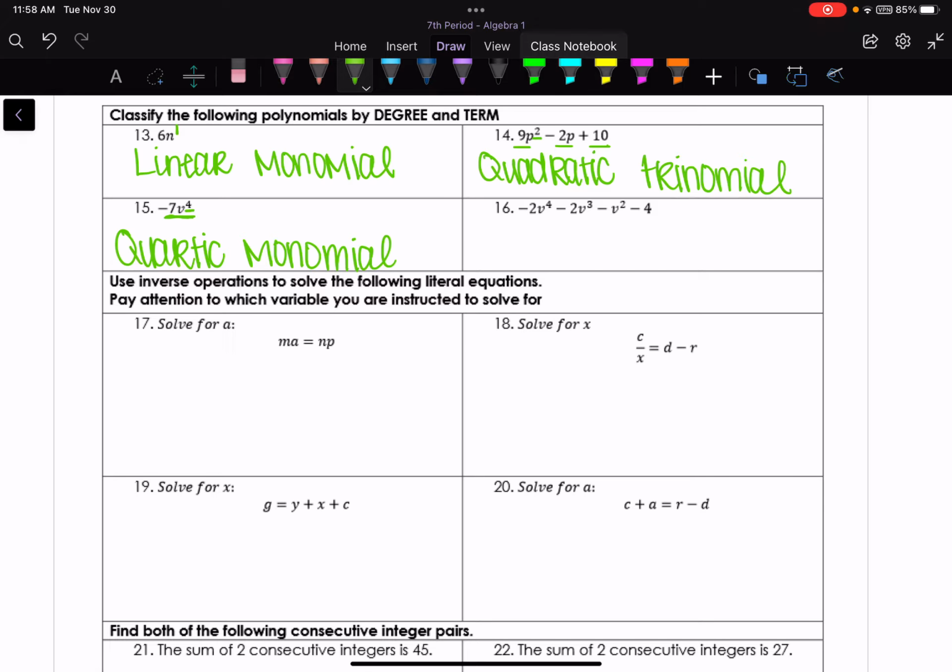All right, and the last one here, we've got our highest exponent is 4. So this would again be quartic. And because there are 1, 2, 3, 4 terms, that would make this a polynomial.